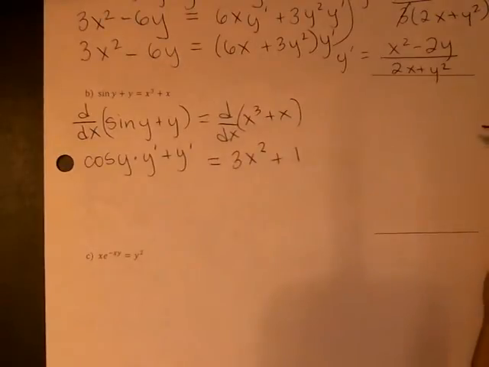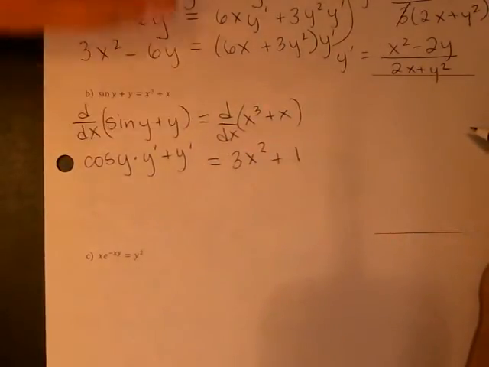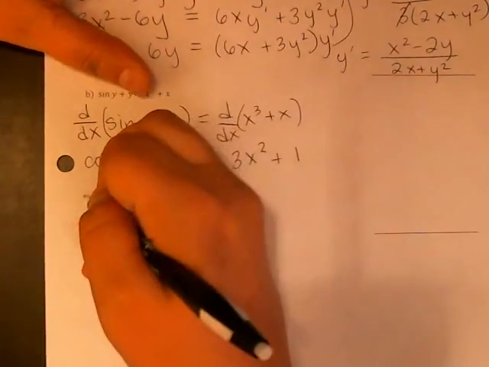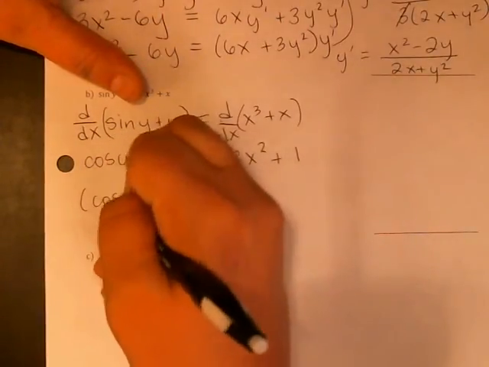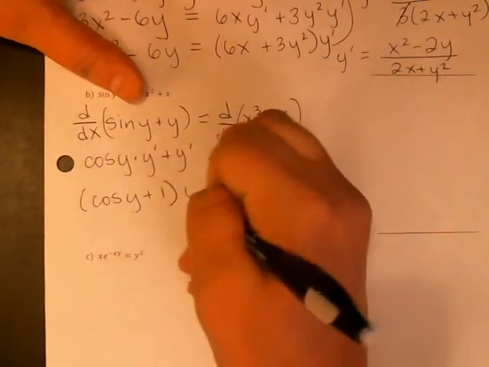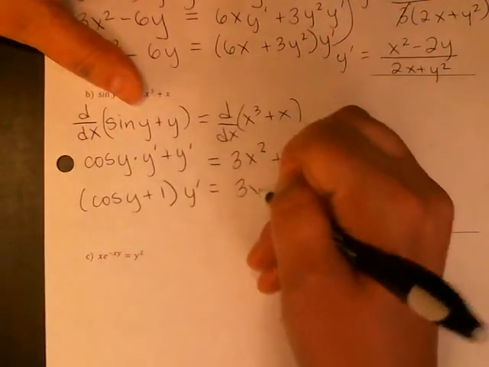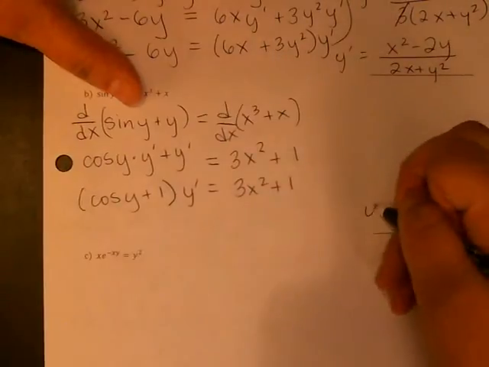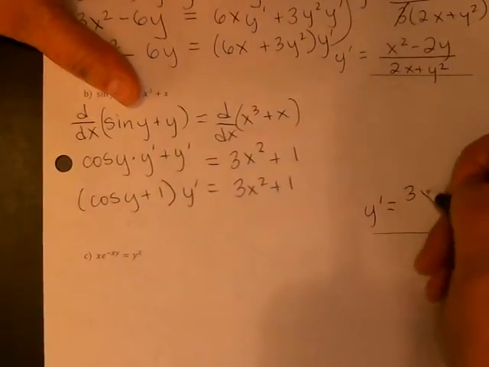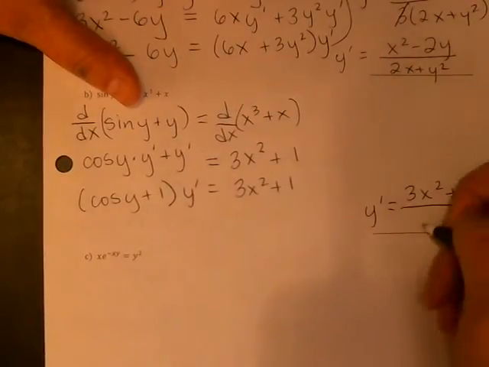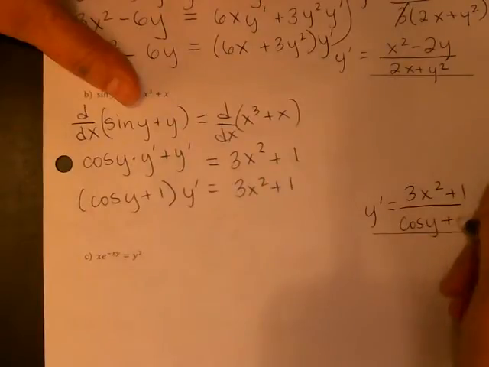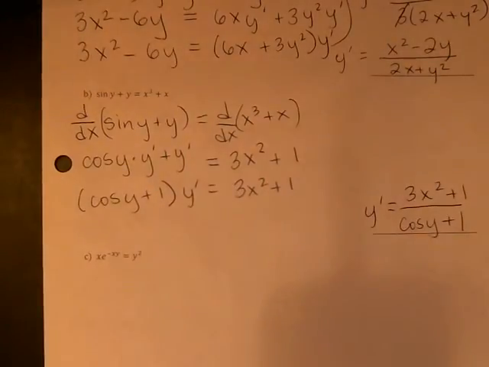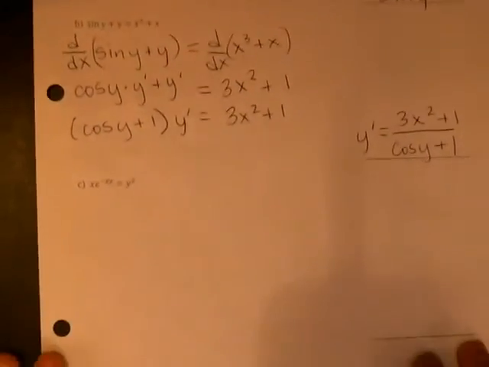I think this one is a little easier. So I've already got my y primes isolated since my y's were over there together. I'm going to factor that out. So I'll have a cosine y plus 1 times y prime, which means y prime is equal to 3x squared plus 1 over cosine y plus 1. Okay, last one.